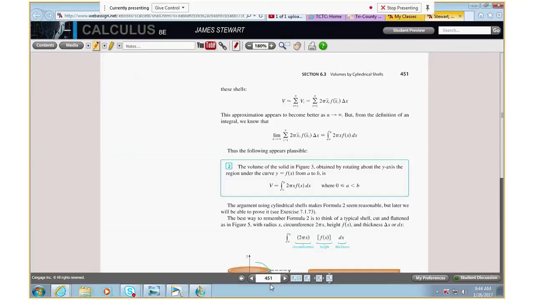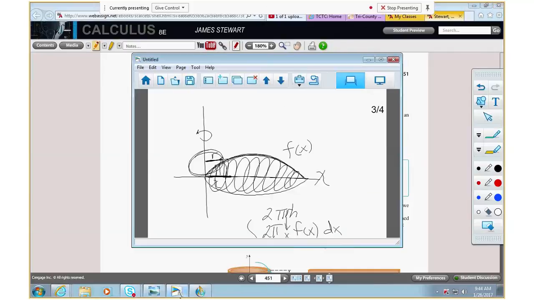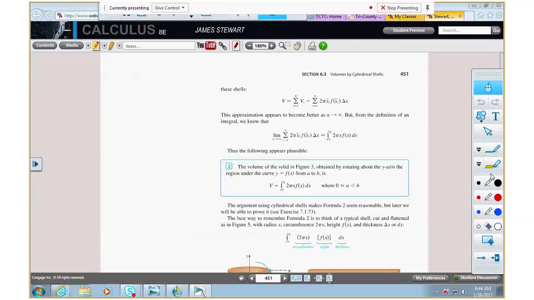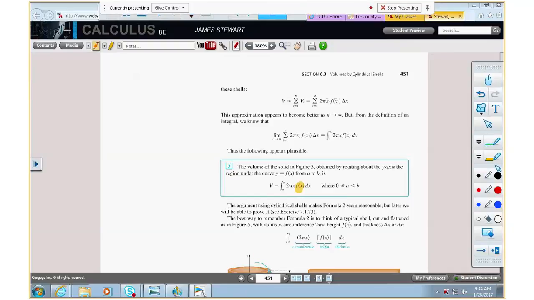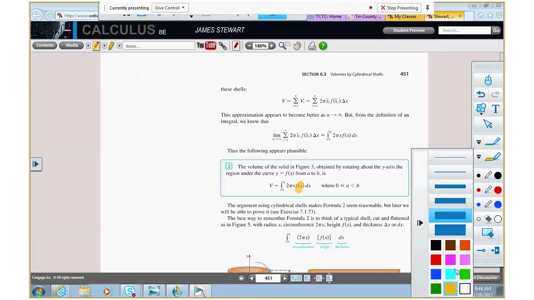Take your highlighter and highlight that f of x, because that's your actual function. And then take another highlighter, green, and highlight that x right there. That's your distance from the origin to your radius.